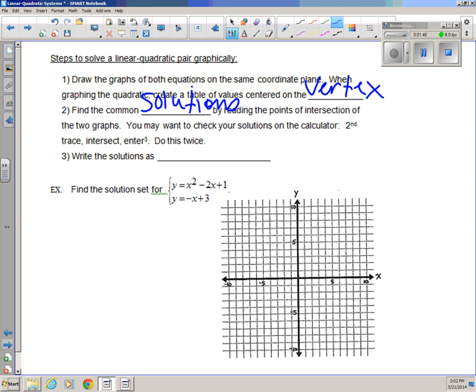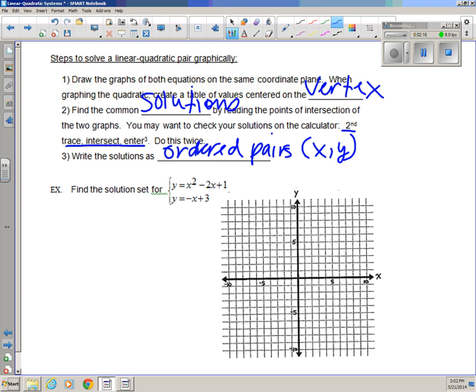You might want to look at the calculator's table of values to verify that the 2 points you think are the solutions really in fact are. You might want to do something called the second trace intersect, enter, enter, enter. I'm pretty sure we've done this before at some point, but you've got 2 points that you're looking for, so you better do it twice. And then no matter what, when you write your solutions, they are ordered pairs. You have to write your solutions as x, y ordered pairs.